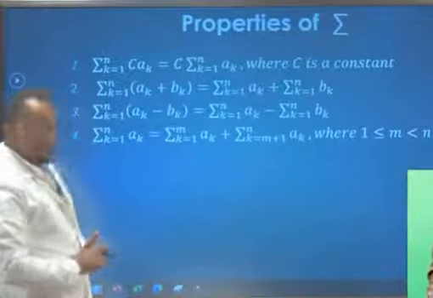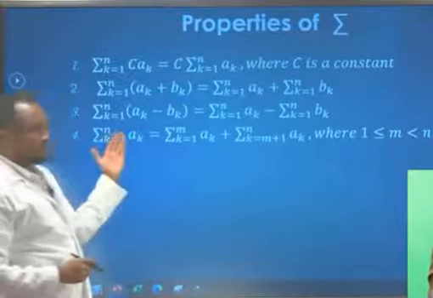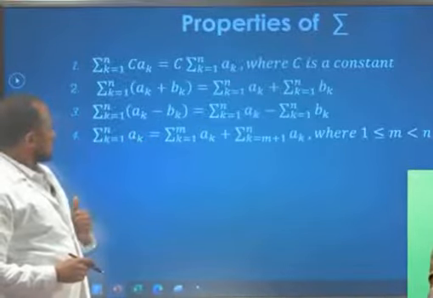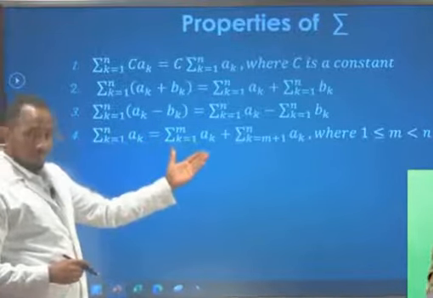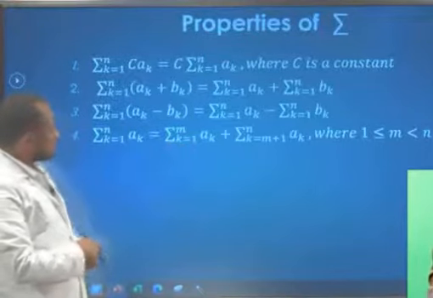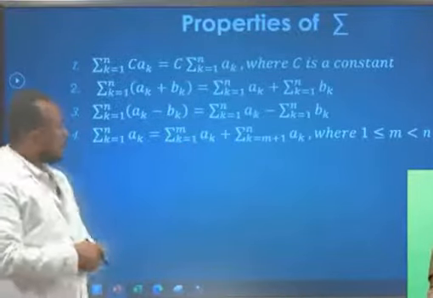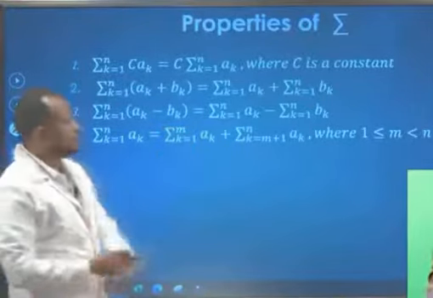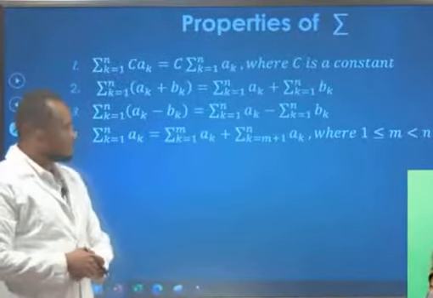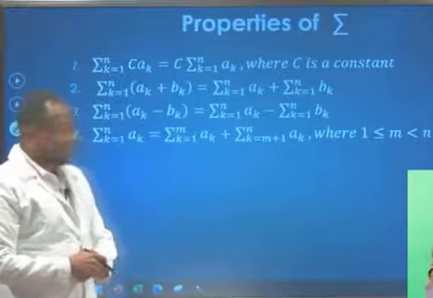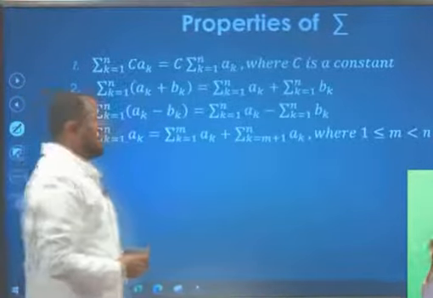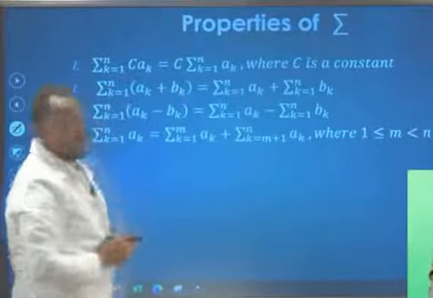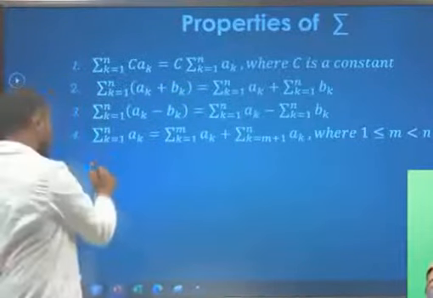The fourth property says the summation of AK, K starts from 1 up to n, is given by the summation of AK, K starts from 1 up to m, plus the summation of AK, K starts from m plus 1 up to n, where this m is between 1 and n. Let's see the proof of this property.